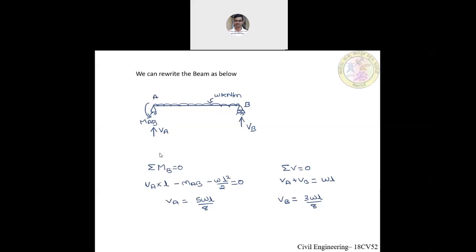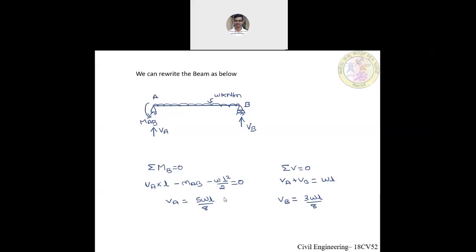VA is creating a clockwise moment, so I'll take it as positive, VA into L. MAB is acting in the anti-clockwise direction, so I'll take it as minus MAB. And the uniformly distributed load is creating a moment in the anti-clockwise direction, so I'll take it as negative, minus WL square by 2: W into L, acting at the centroidal distance of L by 2, which works out to WL square by 2, equal to 0.